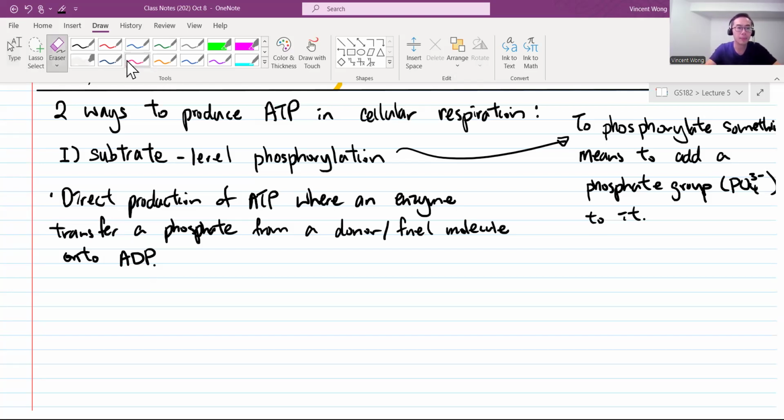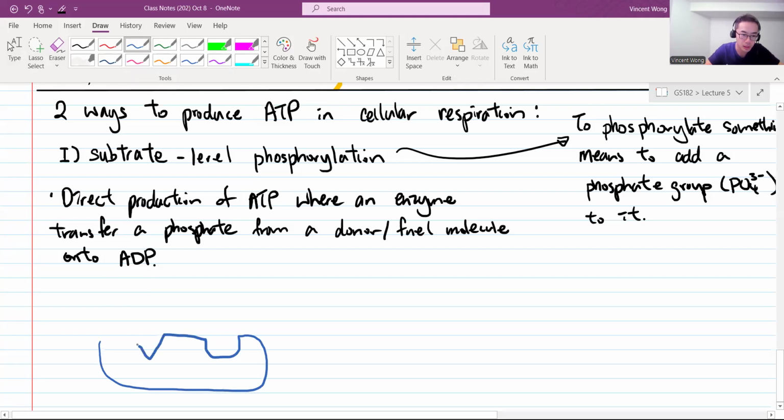Okay, so basically, this is what it looks like if I have to draw it out. There is an enzyme here. Right? You should know enzymes are proteins that help catalyze chemical reactions. They help speed up chemical reactions in the body, right? So we have a fuel molecule here. Okay, this is the fuel molecule or donor molecule. Doesn't matter what you want to call it.